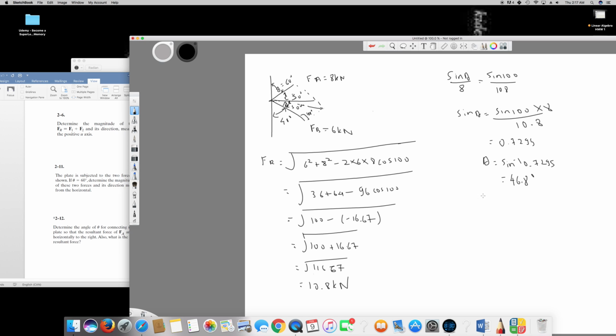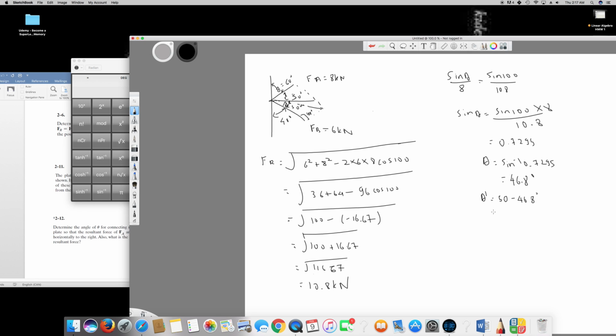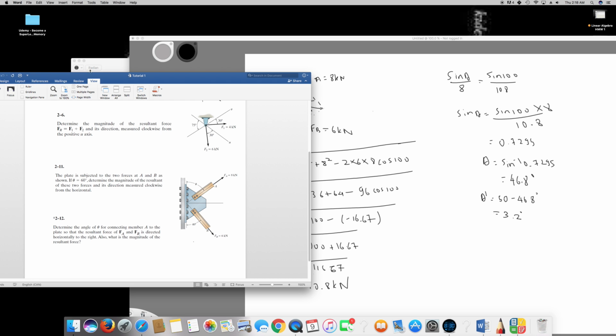So let's say that is theta prime. Theta prime is going to be 50 minus 46.8 degrees, which is going to give me what? 50 minus 46.8, which is 3.2 degrees. So this is our final answer for that question, and we are done with the question. Let's go to the next question.